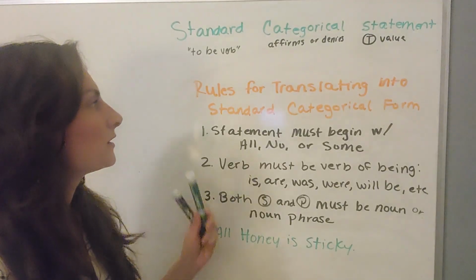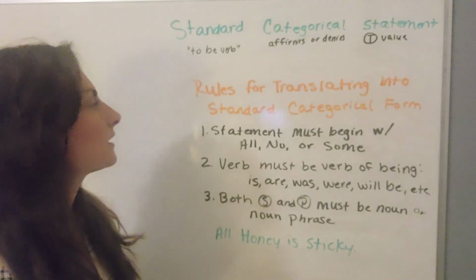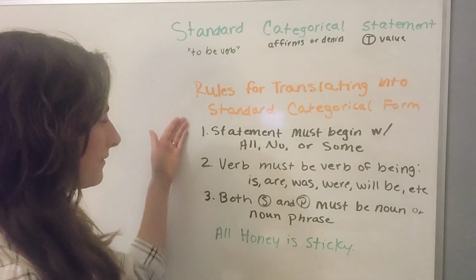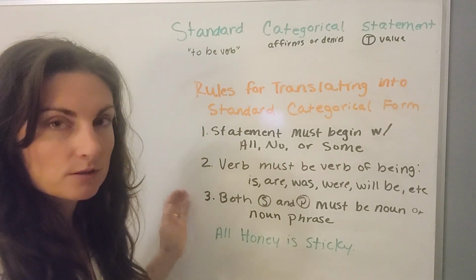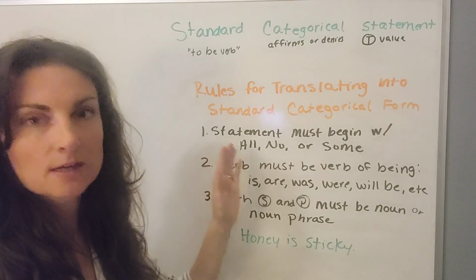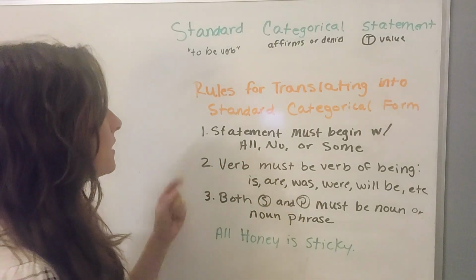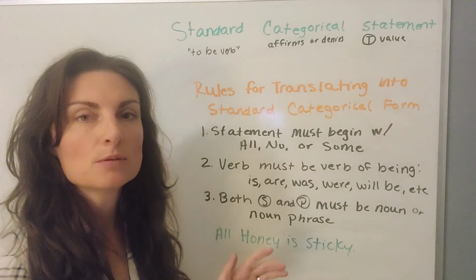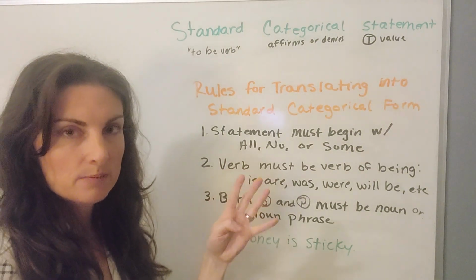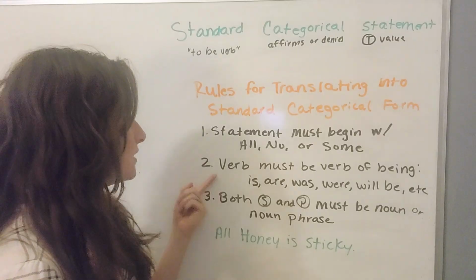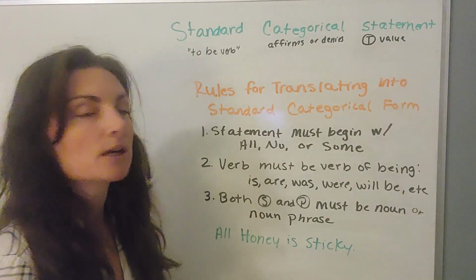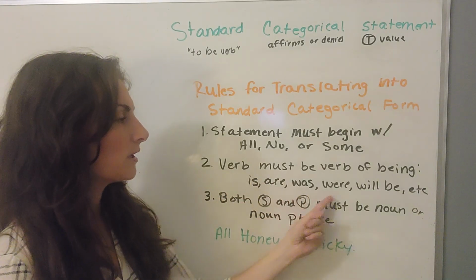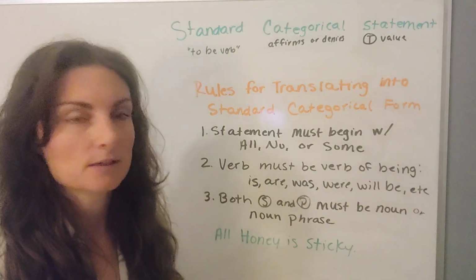All right, so we're going to talk about the rules for translating into standard categorical form. We briefly went over it, but now we have an itemized account of how we're going to translate statements into standard categorical form statements. So number one, the statement must begin with all, no, or some. Remember our 4 statements on that square. Number 2, the verb must be a verb of being. These are is, are, was, were, will be, etc.